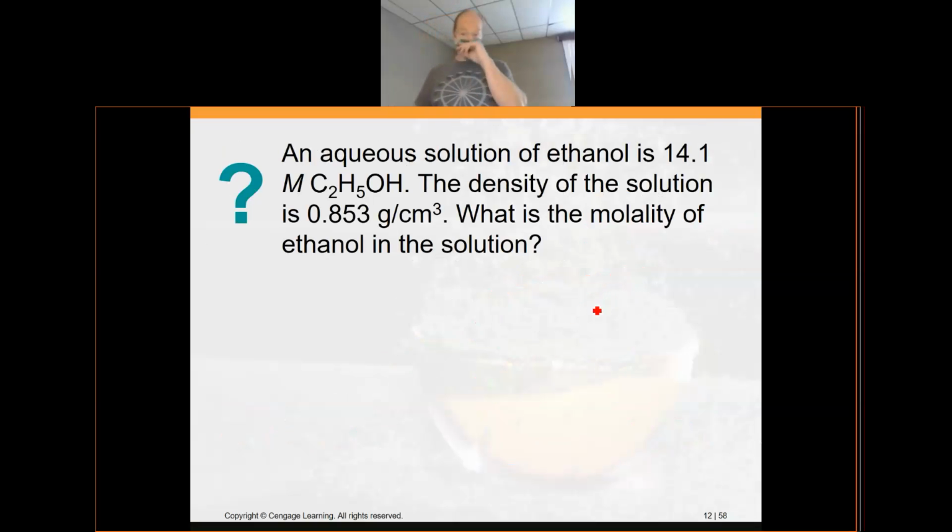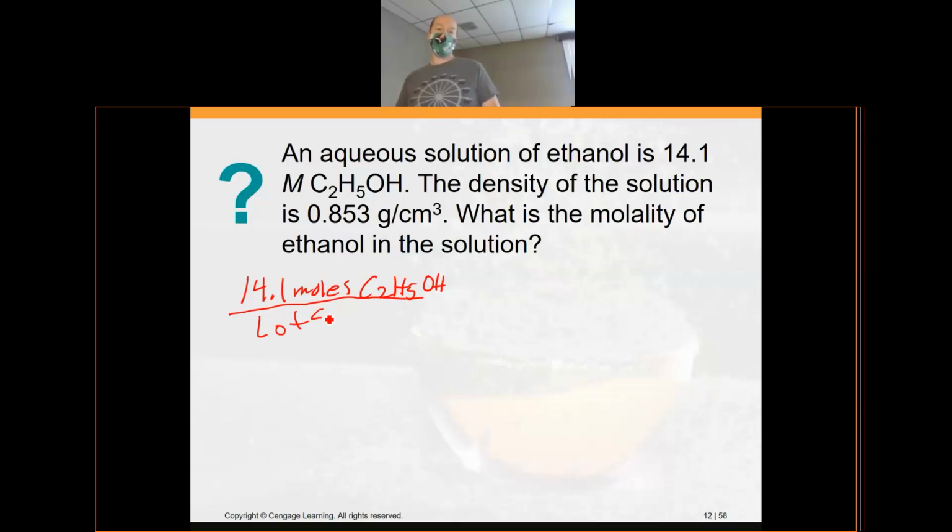All right, so now we're going to go the other way. We're going to be given a molarity and a density, and we're going to go to the molality. Again, you have to know that we have 14.1 moles of our solute, in this case the ethanol, C2H5OH, per liter of solution.